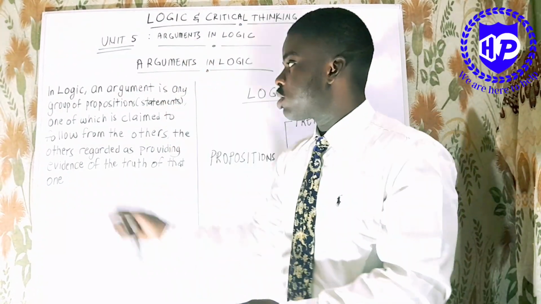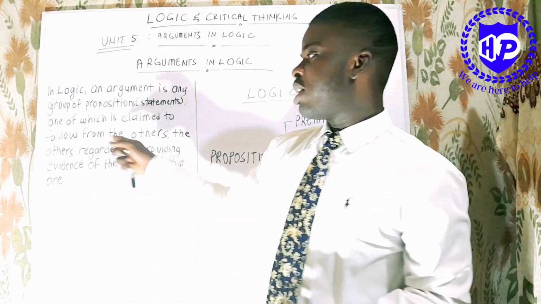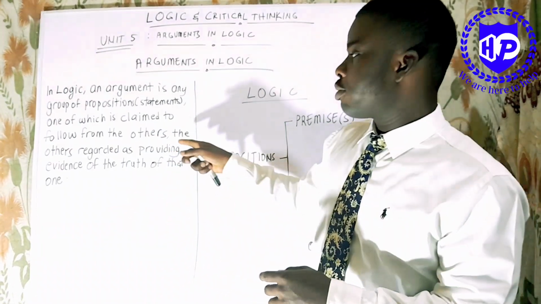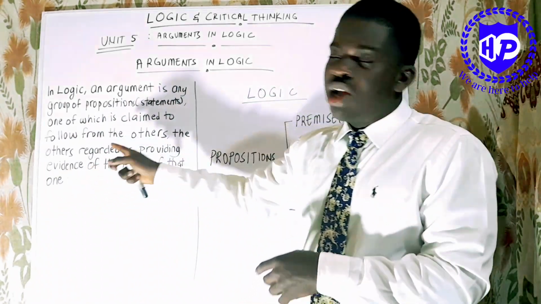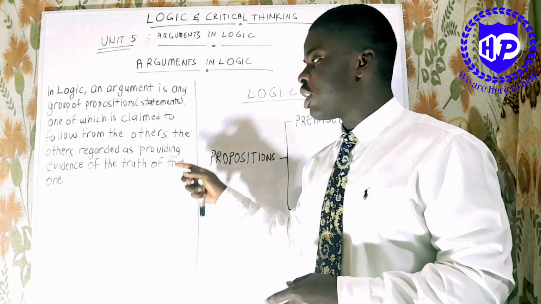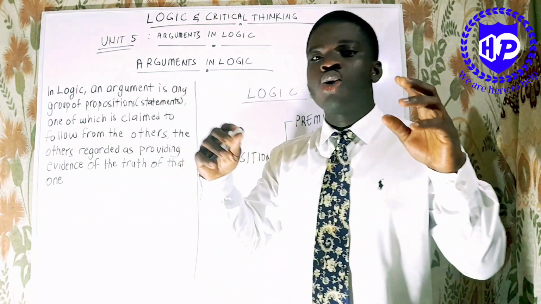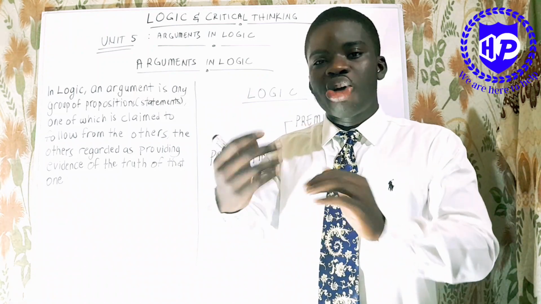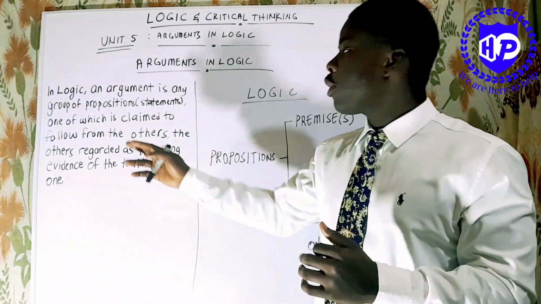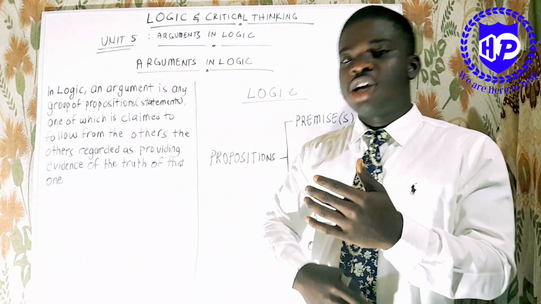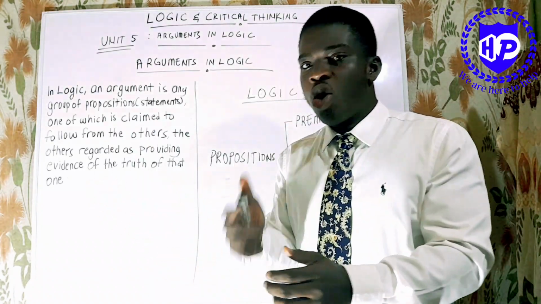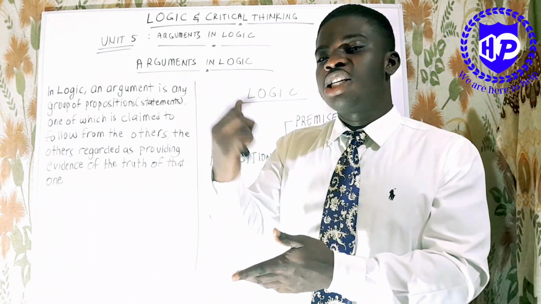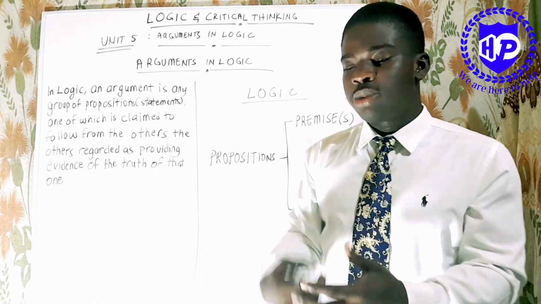A group of propositions, one of which is claimed to follow from the other. So one of the propositions is going to follow from the others, and the others are regarded as providing evidence of the truth of that one. So basically speaking, when you make an argumentative representation, what happens is that you give a group of propositions, statements. One of the statements is going to follow from the rest, and then the other statements will provide evidence for that statement which is following from them, right?